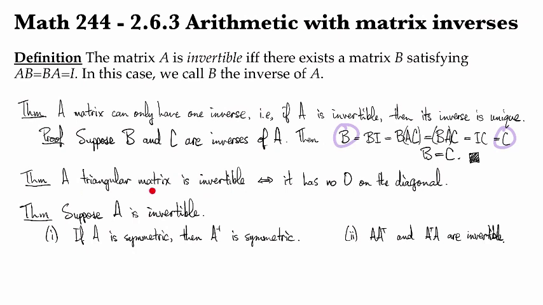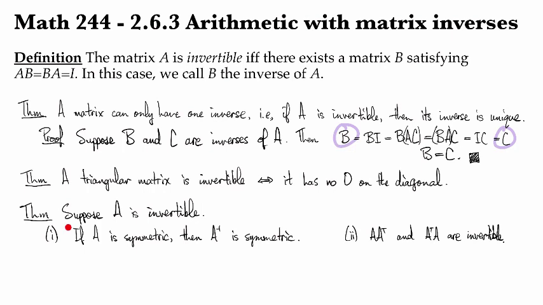Okay, so next up, we have that a triangular matrix is invertible if and only if it has no zeros on the diagonal. This one I'm not going to prove right now. We'll come back and talk about it after we've discussed determinants in Chapter 3, and we'll see that this is really easy to prove then, but it would be challenging now, so we'll just skip it for the moment.